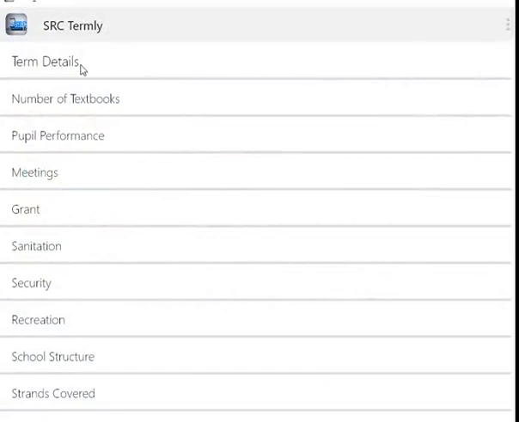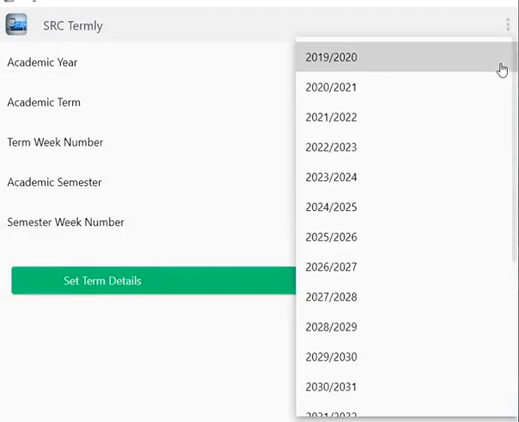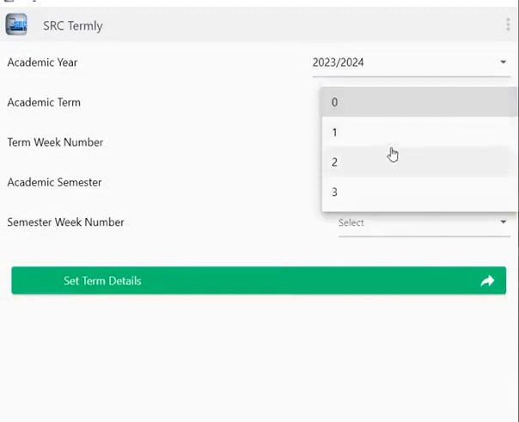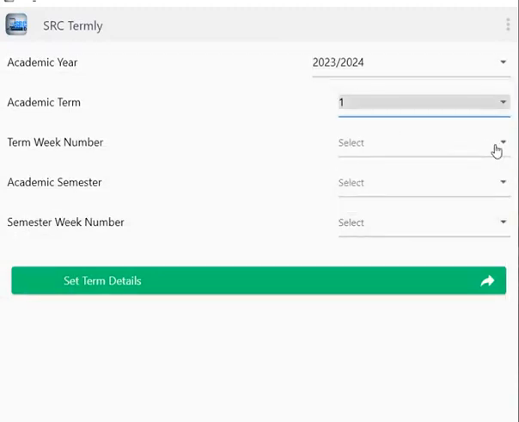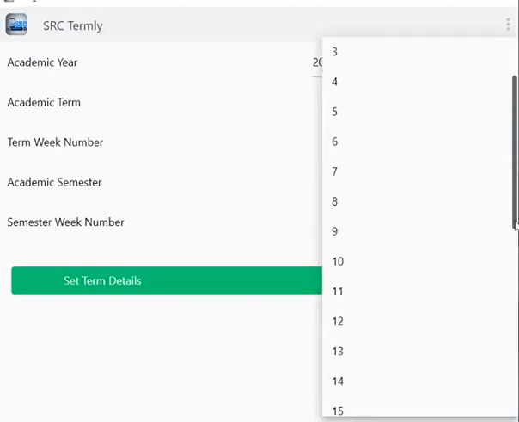You click on term details to set the term. Select the academic year, let's say 2023, 2024. In which term are you recording? Term 1. Then the term week number. Please let's take note here. You consider how many weeks were spent within the academic term to arrive at all the records. If it is 12 weeks, you select 12. If it is 15 weeks, you select 15.